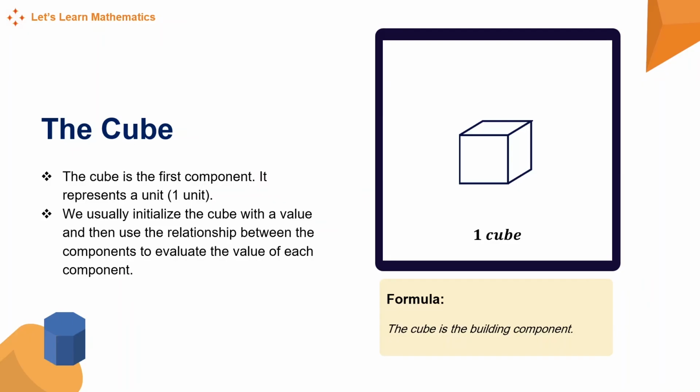We will usually initialize the cube with a particular value. So if I say that one cube is, let's say, 1000, then when I have 10 of the cubes, it means I have to multiply the value of the cube by 10. So this is our first component. We will always initialize it with a particular value before we model or build the other components.